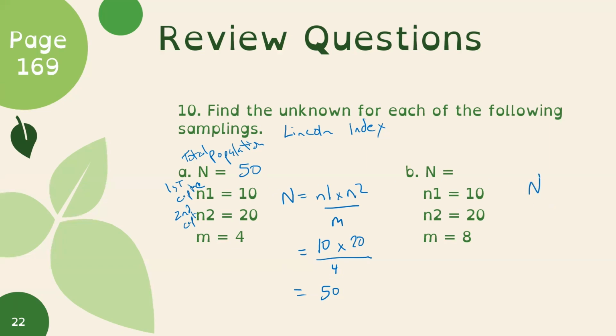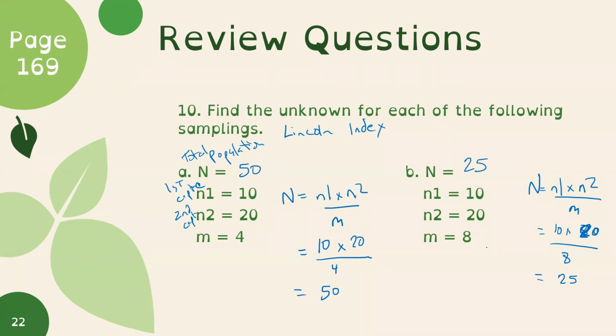So for B, if we do it again, this time we still caught 10 the first time around. And the second time around we caught 20. But in our second capture, instead of only 4 that we found being marked, 8 of them were marked. So 10 times 20 is still 200, then divided by 8 is going to be 25. So that means our total population is 25.